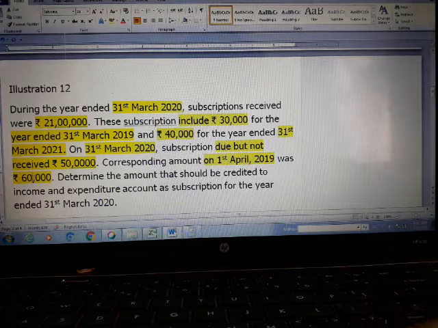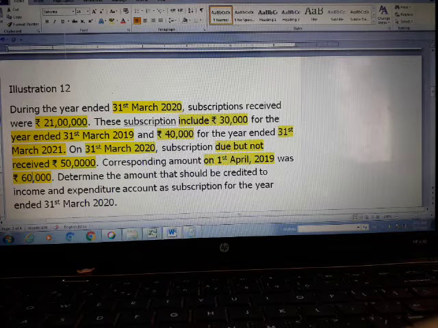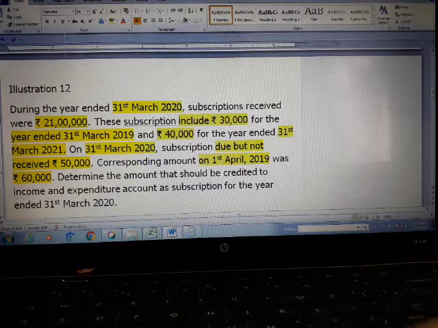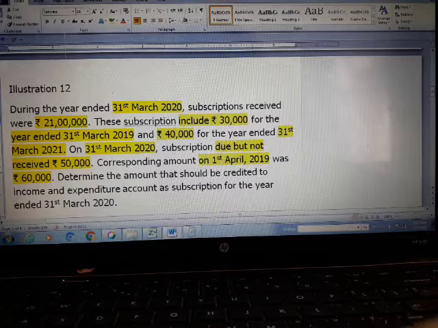And what is the next one? The overall amount due during the current year is rupees 50,000, right? Subscription due but not received 50,000. I'm sorry, it is not 5 lakhs, it is 50,000. Okay, so in this 50,000, 30,000 rupees belongs to the previous year outstanding. That means current year outstanding will be only 20,000. It is only going to be 20,000.